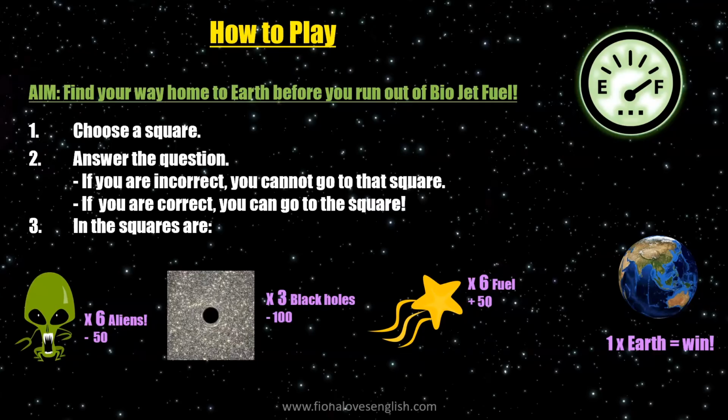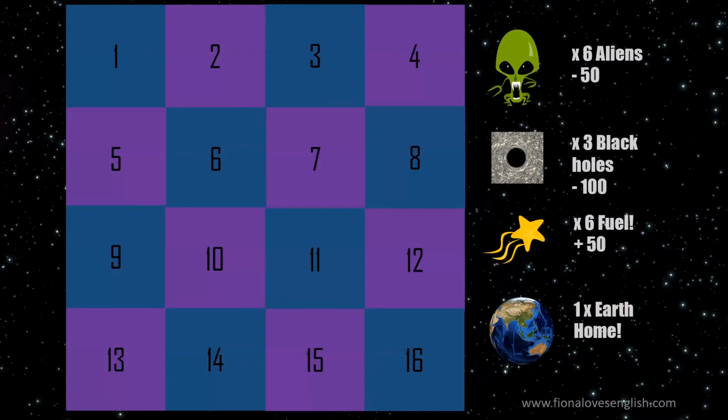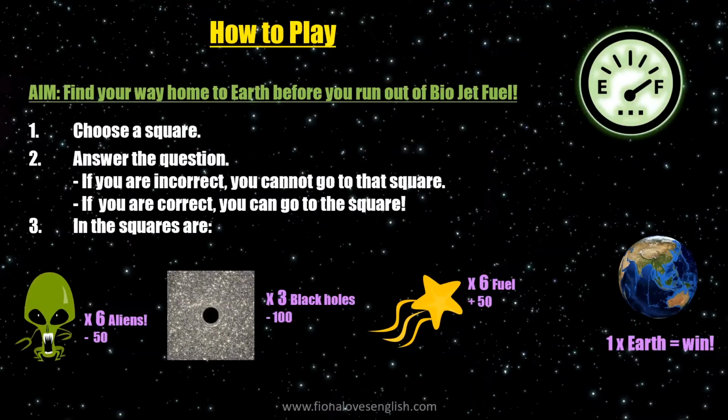So the first screen shows the instructions. The aim is to find your way home to Earth before you run out of biojet fuel. The main playing board here has 16 squares. The learner needs to choose a square and answer a question. You can prepare any 16 questions to use for this, so you can use it to review different vocabulary or grammar points or anything really.